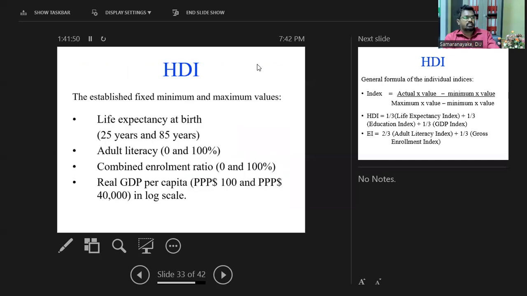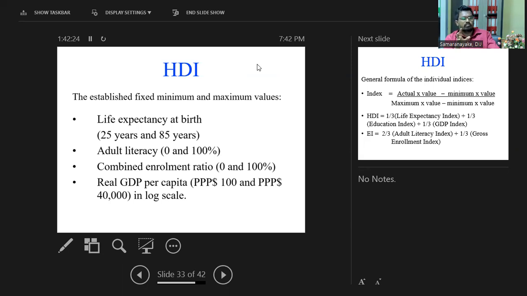Now when it comes to measurement, first they established a minimum and maximum value for each index. For life expectancy, they set the range between 25 years and 85 years. That's the minimum and maximum range. For adult literacy, 0 and 100. For the enrollment ratio, it's 0 and 100. This combined enrollment ratio means the calculation of all the gross enrollment ratios.